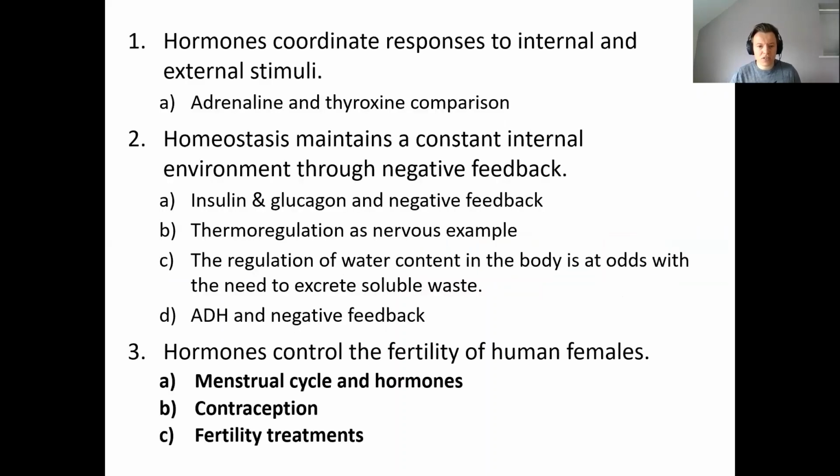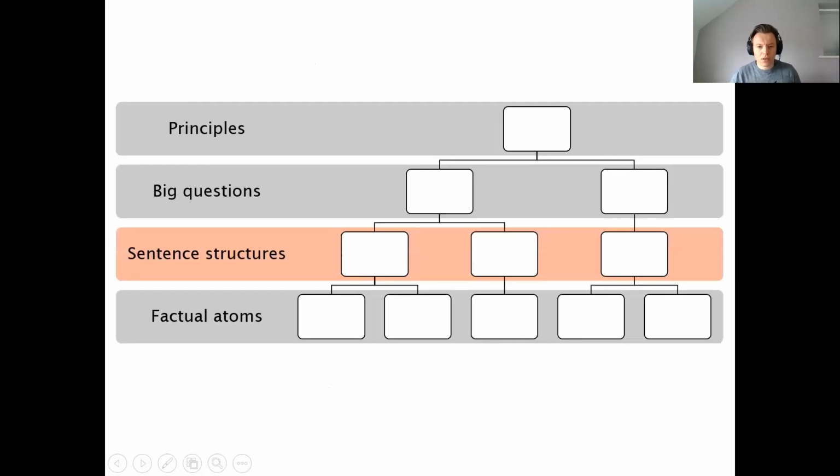So again, I'm going to focus on one particular part, just the menstrual cycle and the hormones. Within principle 3, at point A here, I'm following this chain down, focusing on one box at a time to try and make this nice and precise. Let's have a look at some examples of sentences that I think students are going to need to get their heads around for this.